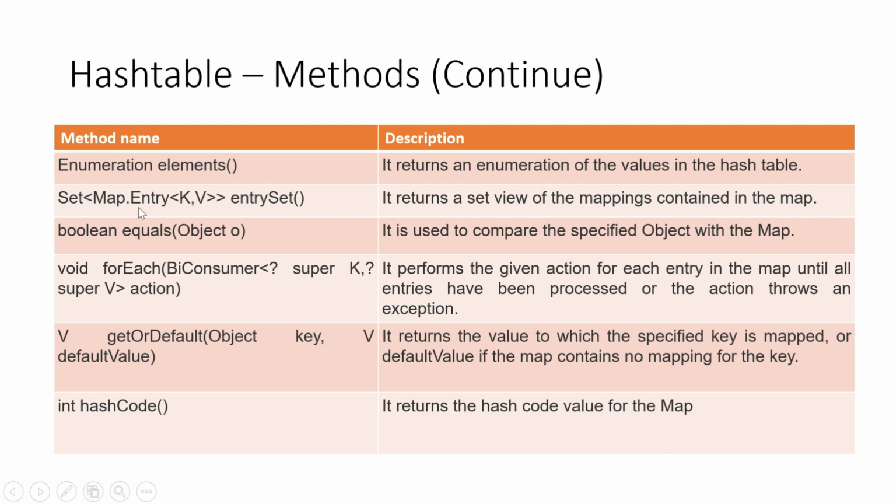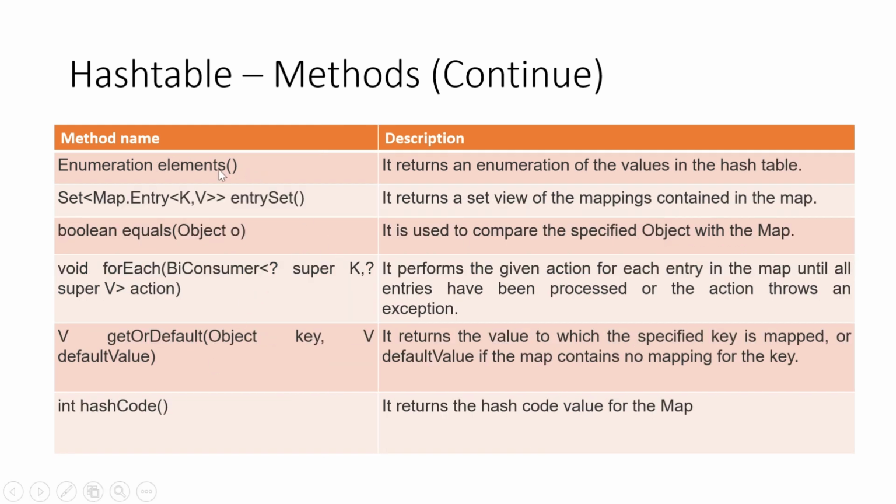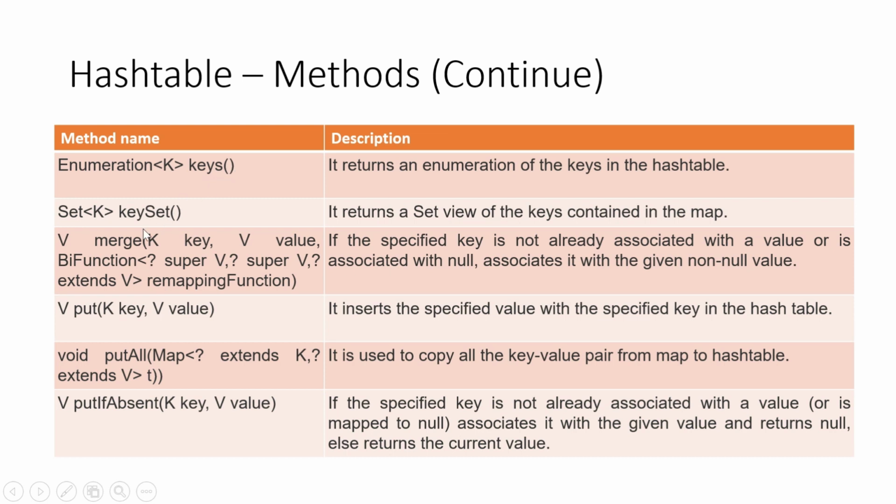It is the same as in hash map. Also entrySet, equals, forEach, and getOrDefault, which returns the value if the key exists; if not, it returns the default value specified in the method. hashCode returns the hash value of the hash table. keys returns an enumeration of the keys of the hash table. Previously it returned the elements, now it returns the keys. keySet and merge are the same as in hash map.